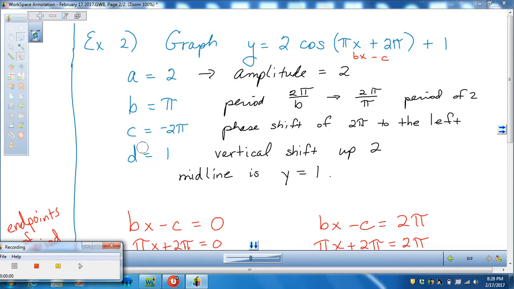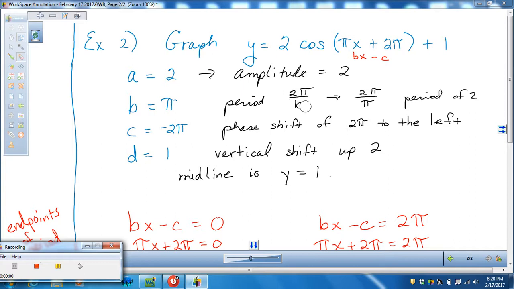Alright, welcome to example 2. We want to graph y equals 2 cosine of (pi x plus 2 pi) plus 1. Remember that this stuff inside the parentheses is my bx minus c. Our a is equal to 2, which means our amplitude is 2. B is equal to pi, that's the number in front of x.